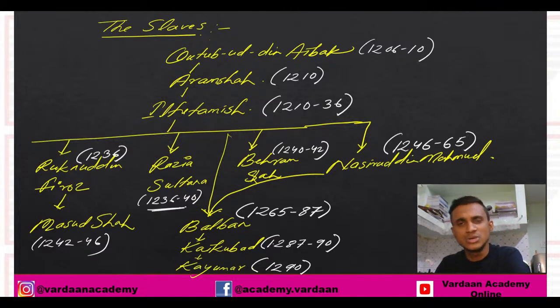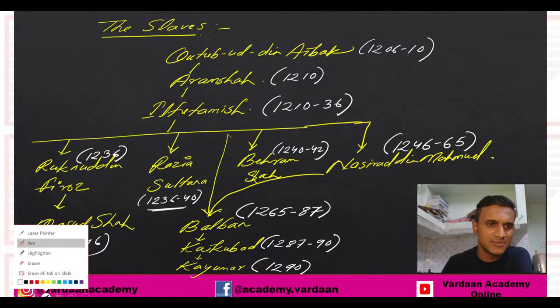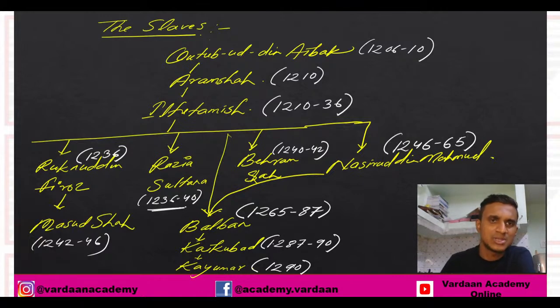These are all the rulers. Let me write the numbers if you are getting confused. I'll write down the numbers here. So Qutub-Ud-Din is the first. Aram Shah is the second Sultan.